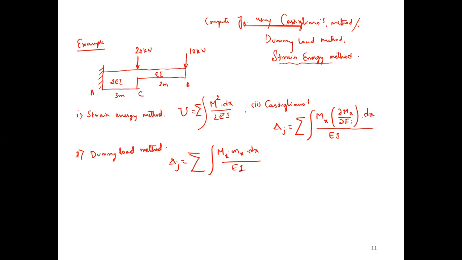Now observe one common thing: in strain energy, you can use this equation, but what is he asking? He is asking for displacement. When he is asking displacement, you must go for Castigliano's or the dummy load method. If we are asking only strain energy, they can ask this as an MCQ: what are the following methods used to compute displacement in a structural member? Strain energy method, Castigliano's method, dummy load method.